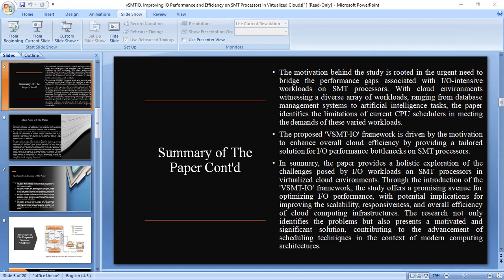The main aim of the paper. The motivation behind this study stems from the pressing need to address performance gaps related to I/O-intensive workloads and SMT processors. The dynamic landscape of cloud environments, accommodating diverse workloads from database management systems to artificial intelligence tasks, exposes the limitations of current CPU schedulers in meeting these varied demands.